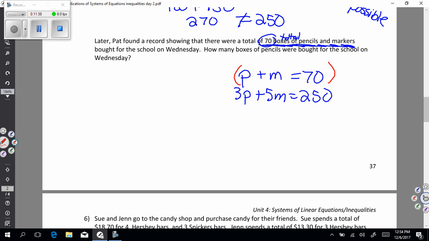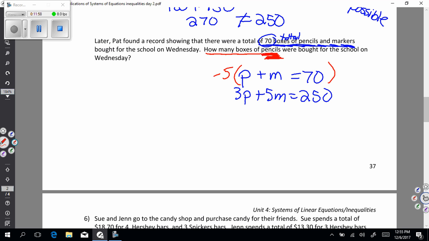They're only asking me right here how many boxes of pencils were bought for the school on Wednesday. They're not even asking about the markers. So I'm actually going to multiply by a -5 to make my markers be eliminated, and I'm solving for P, which is pencils, and then I have my answer.